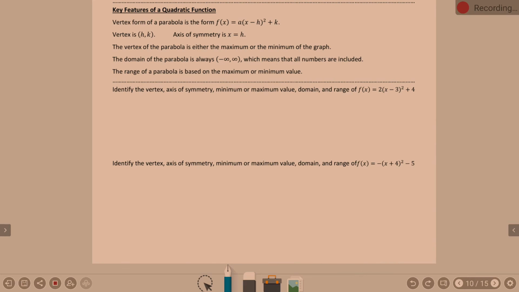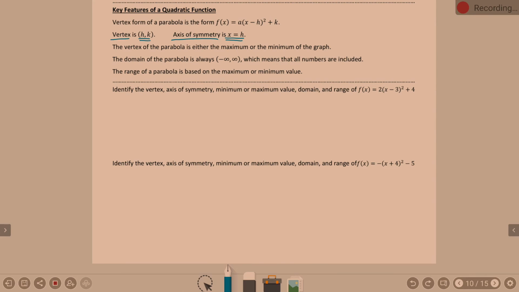Okay, key features of a quadratic function. I mentioned on the front page, vertex form of a parabola. You're going to start seeing this more: a times x minus h squared plus k. Key pieces of information there. Your vertex is (h, k). We've already talked about that some. That h and k are how far you move left or right and how far you move up or down. That means your axis of symmetry is x equals h. Well, that's just always the x value from the vertex, right? That's old news.